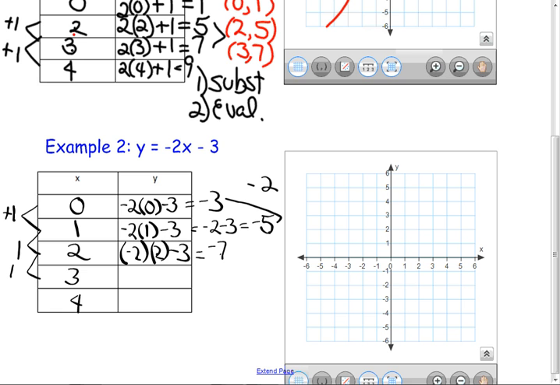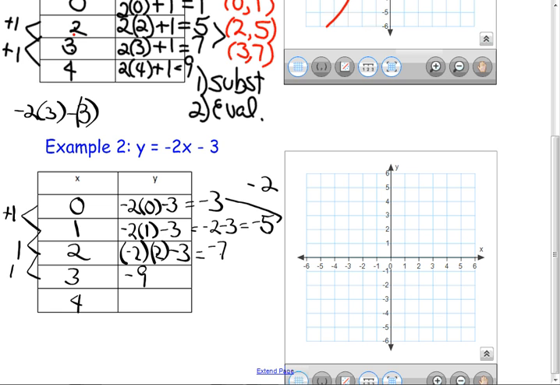So negative 7. If I go down 2, where am I going to be? Negative 9. Is that right? If I take negative 2 times 3 minus 3, I get negative 9. Don't need that parentheses either. So I don't care. You can either substitute.